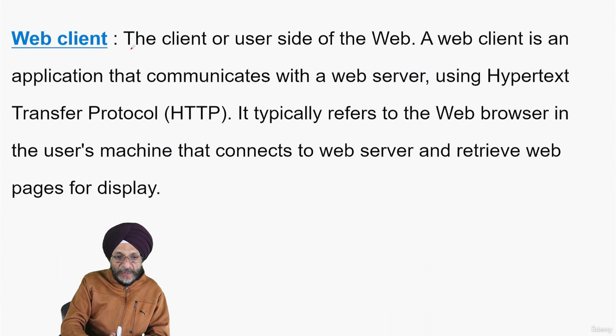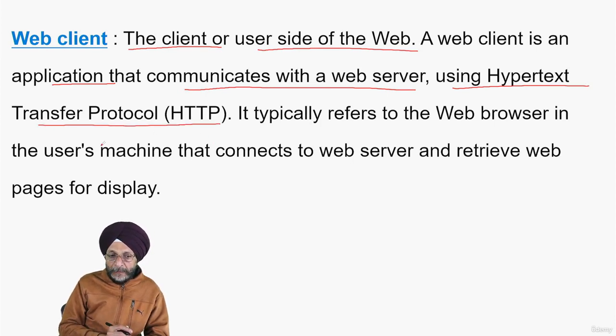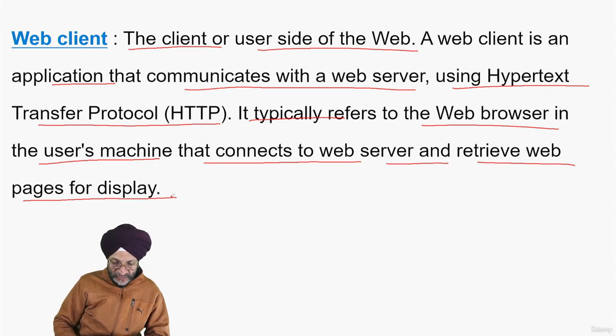Now the meaning of web client. The client or user side of the web is called the web client. It is an application that communicates with a web server using HTTP. HTTP means Hypertext Transfer Protocol. It typically refers to the web browser in the user's machine that connects to the web server and retrieves web pages for display.